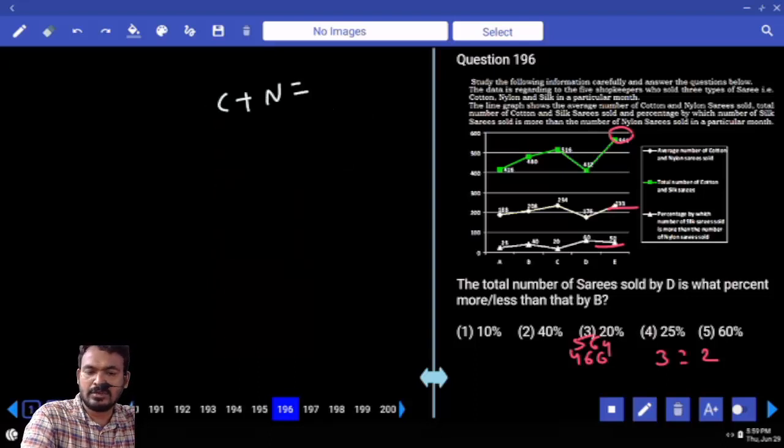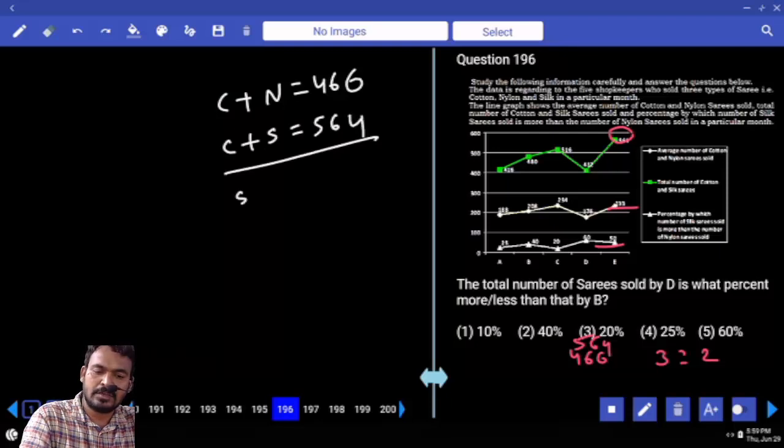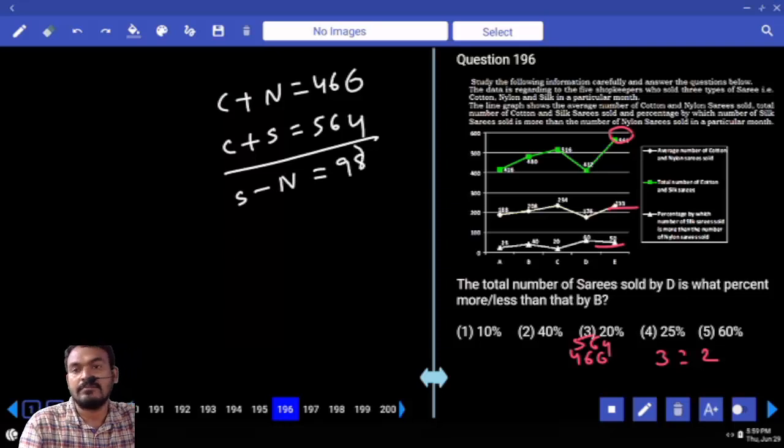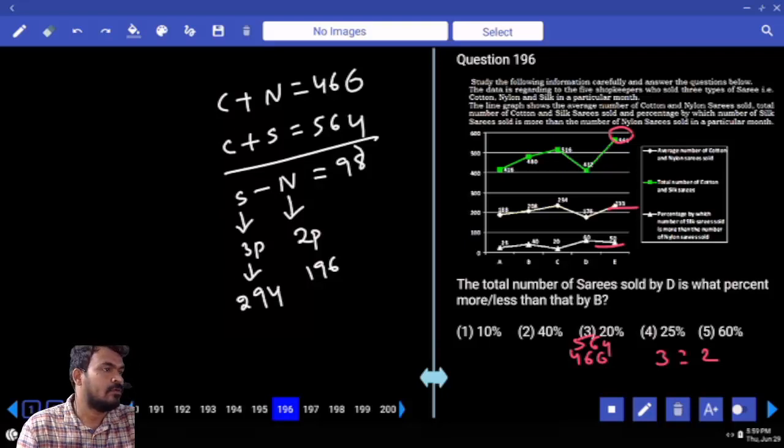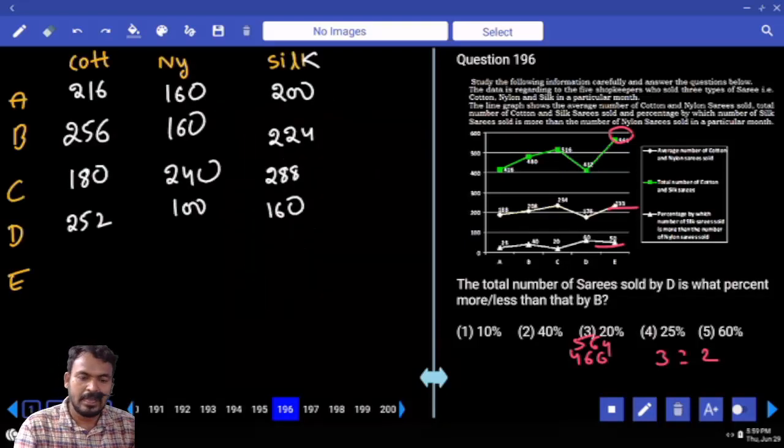Cotton plus nylon is how much? 466. Cotton plus silk is how much? 564. Difference means silk minus nylon equal to how much? 98. What is the ratio? 50% more means one is 3 parts, another one 2 parts. One part is 98, 2 parts are 196. 3 parts are 294. What is the nylon value?